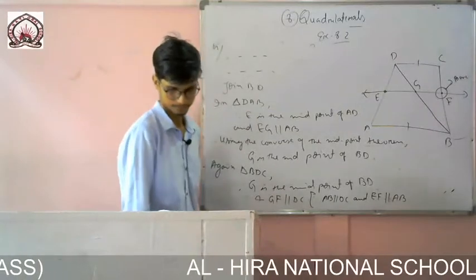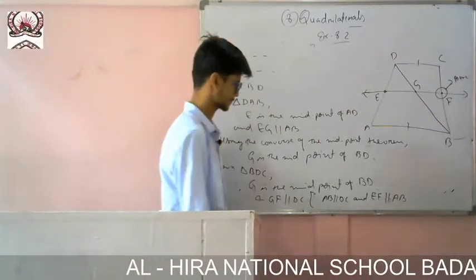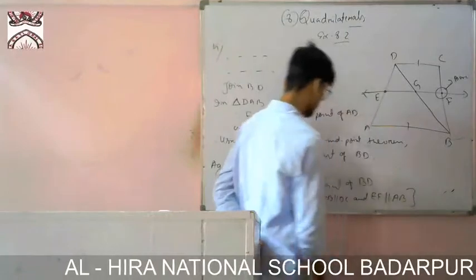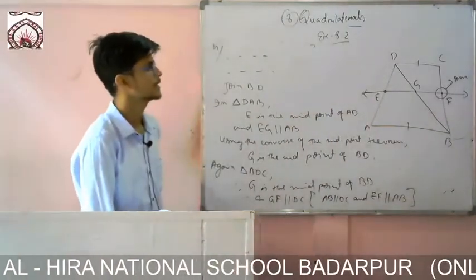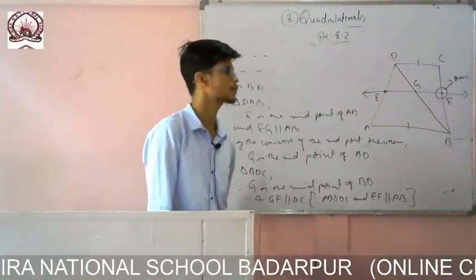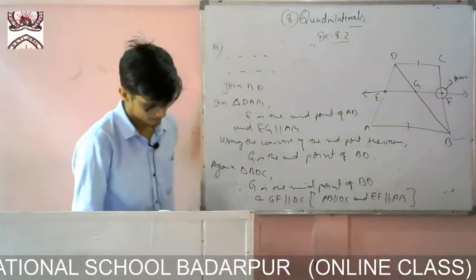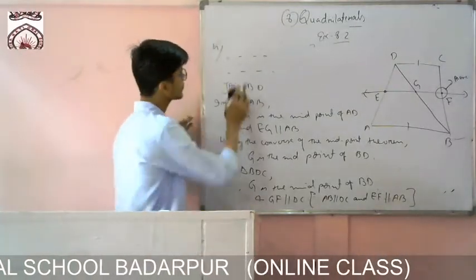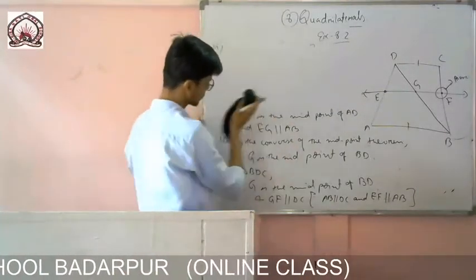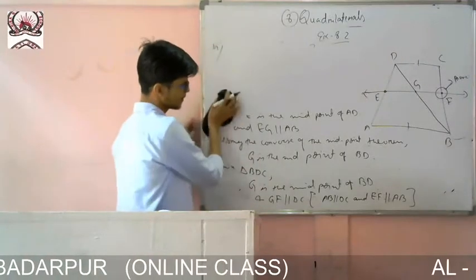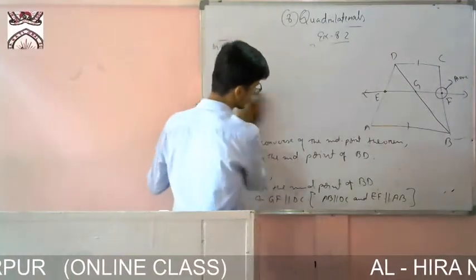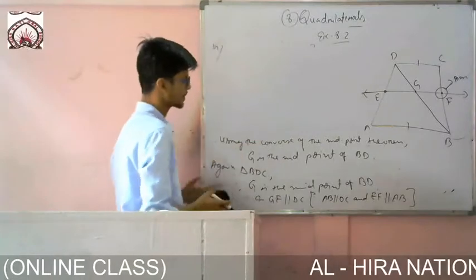Okay, so EF and GF, these are the same thing because GF is a part of EF. So I can write again using the converse of the midpoint theorem. Up to the same, then again I can write, erase this part. After this you write using the converse of the midpoint theorem.